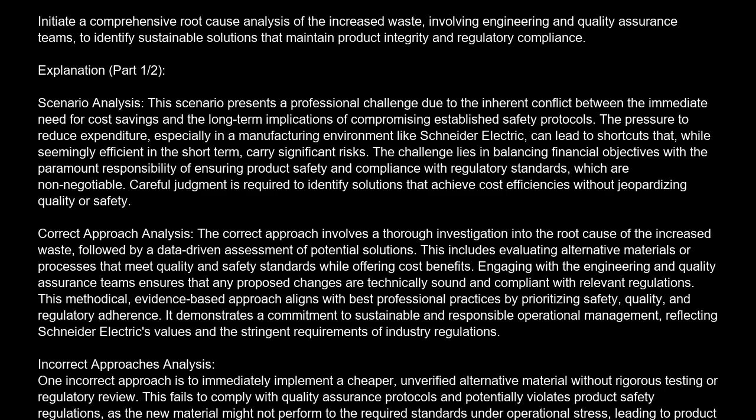Incorrect approaches analysis. One incorrect approach is to immediately implement a cheaper, unverified alternative material without rigorous testing or regulatory review. This fails to comply with quality assurance protocols and potentially violates product safety regulations, as the new material might not perform to the required standards under operational stress, leading to product defects or failures.